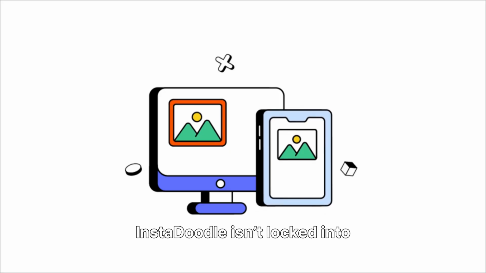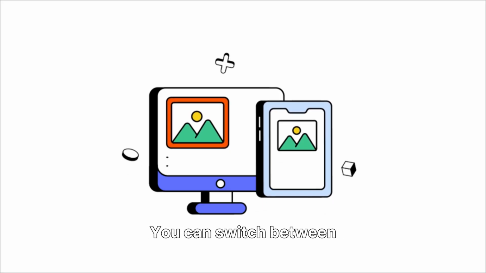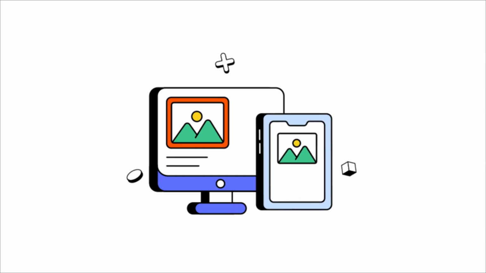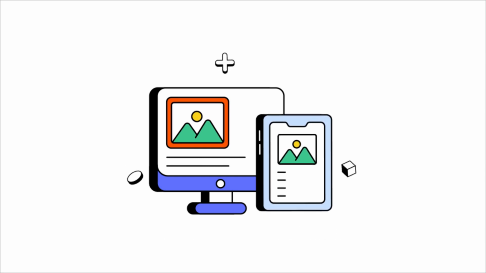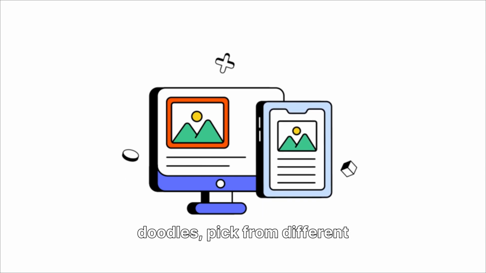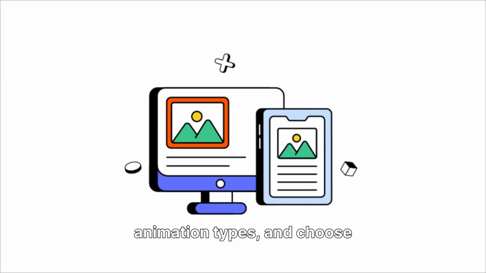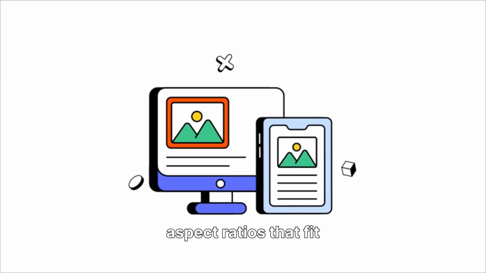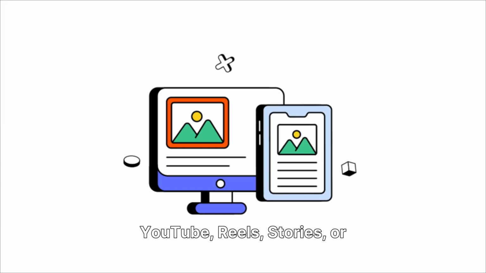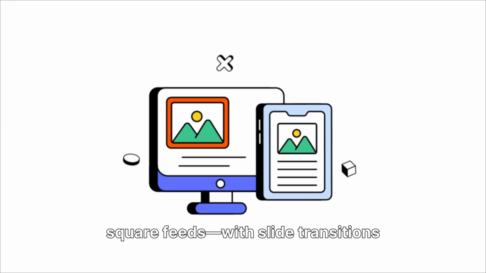InstaDoodle isn't locked into one look. You can switch between AI styles like caricature, cartoon, or more realistic, generate color or black and white doodles, pick from different animation types, and choose aspect ratios that fit YouTube, Reels, Stories, or Square feeds, with slide transitions to keep everything flowing.